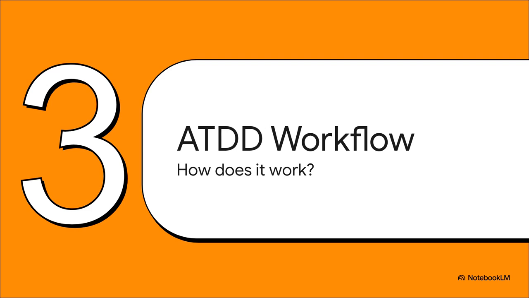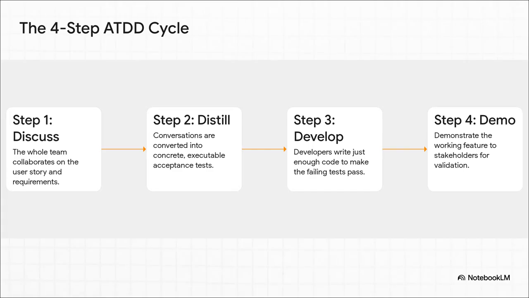Okay, this all sounds great in theory, but what does it actually look like in practice? Let's walk through how this workflow really plays out step by step. The heart of ATDD is this really simple but incredibly powerful four-step cycle. First, you discuss. The whole team gets together and talks through a user story. Then you distill. You take that conversation and turn it into real, concrete tests. Next, the developers develop. And here's the key. They write just enough code to make those tests pass, and no more. And finally, you demo the working piece to make sure you got it right. Then you just rinse and repeat.